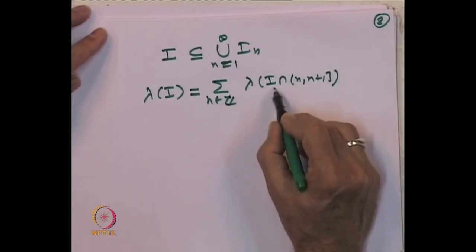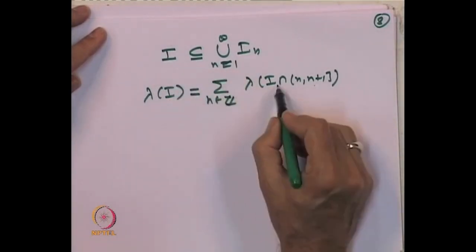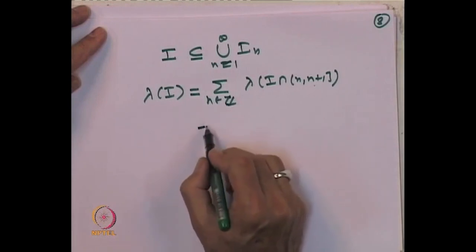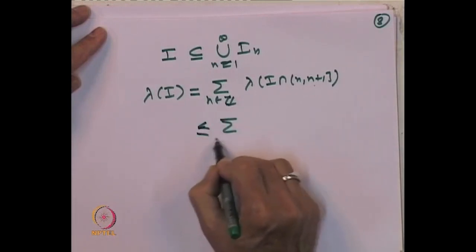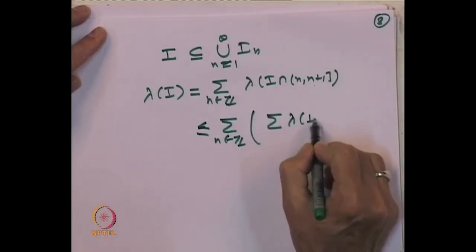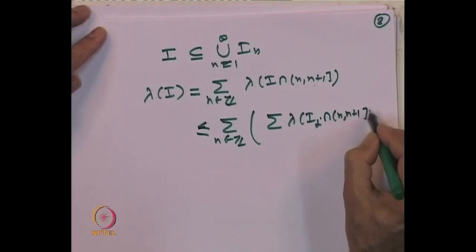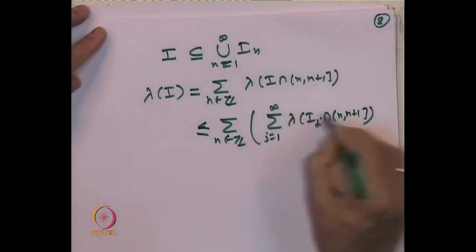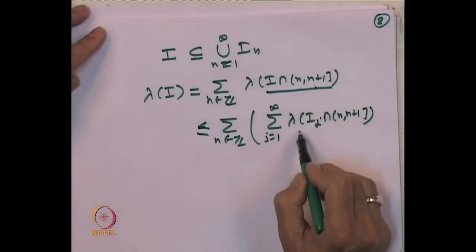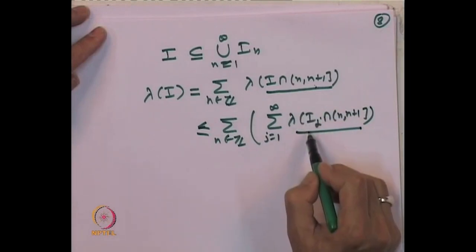And now, the interval I intersection n to n plus 1 is inside the union over I n's. So, this is less than or equal to sigma over n of the length of I j intersection n to n plus 1, j equal to 1 to infinity. Here we have used the fact that the interval I intersected with n to n plus 1 is covered by the union of these intervals, and this is a finite interval. So, the length of this must be less than or equal to the length of this.